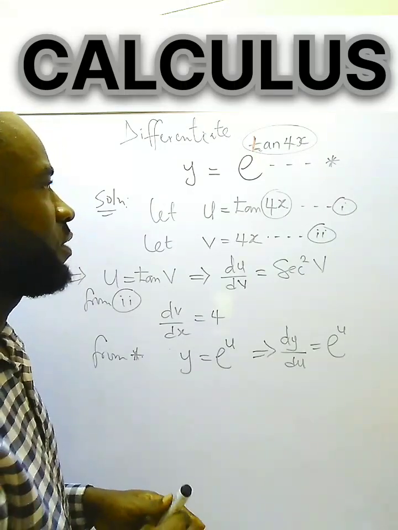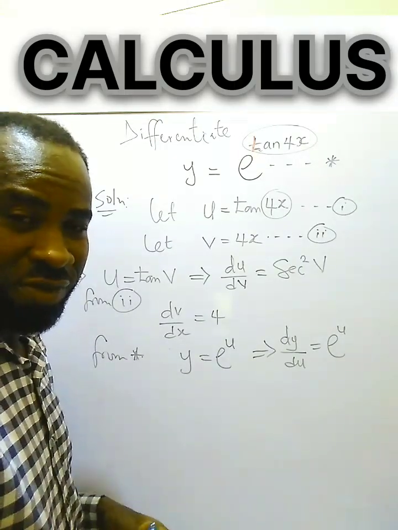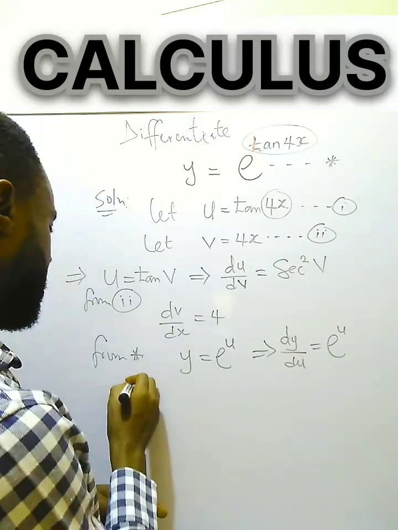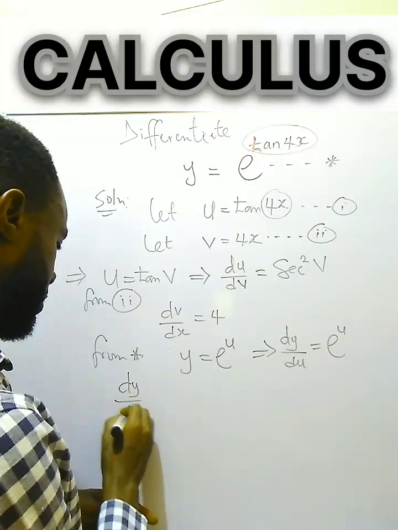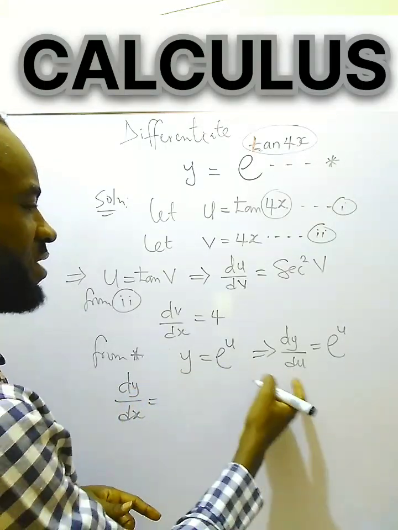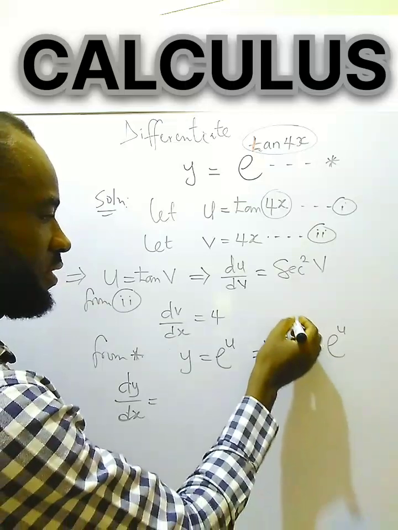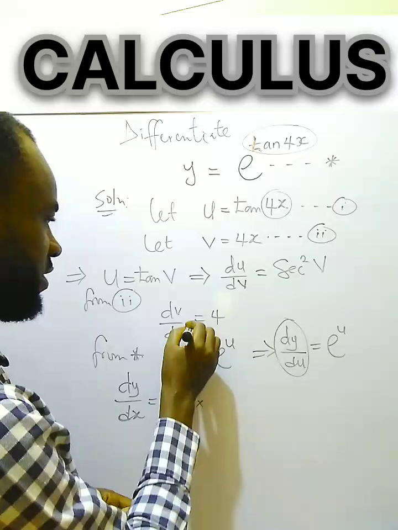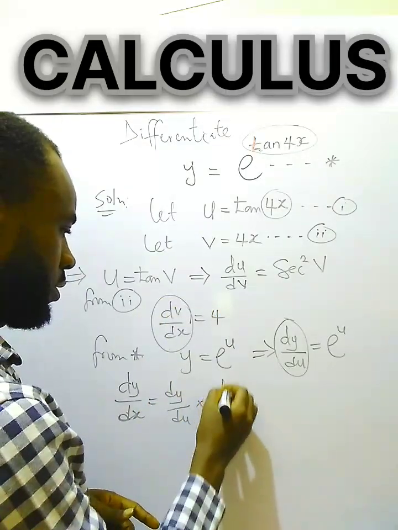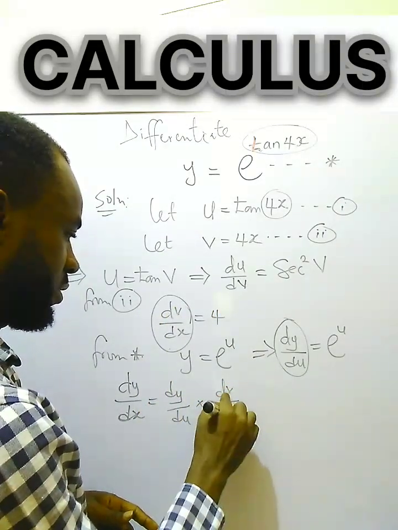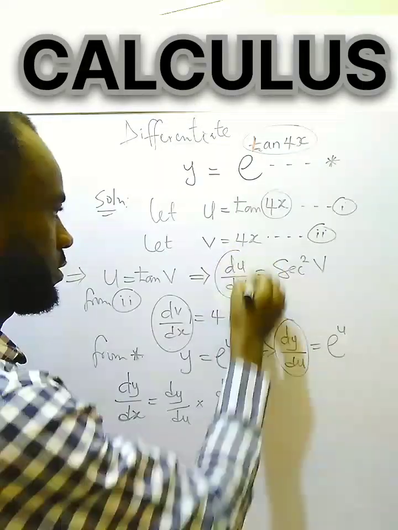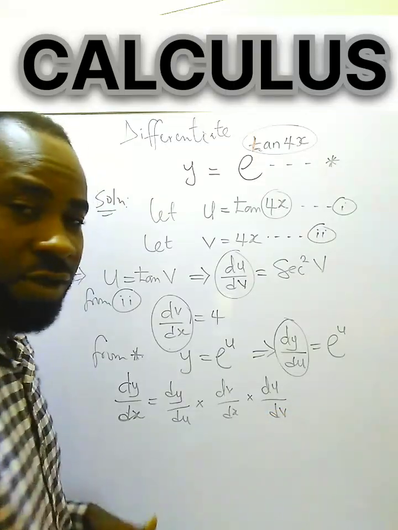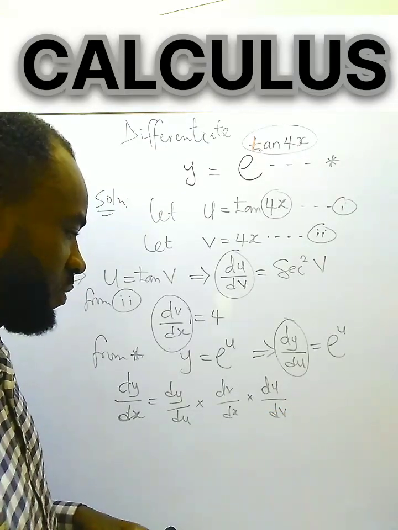So all I have to do now is to apply the chain rule. Let's apply the chain rule. So the chain rule says that dy/dx is equal to, so now let's take all the derivatives now. This, dy/du, times, let's take this, dv/dx, let's take this, du/dv. So we are going to multiply all together now, okay?